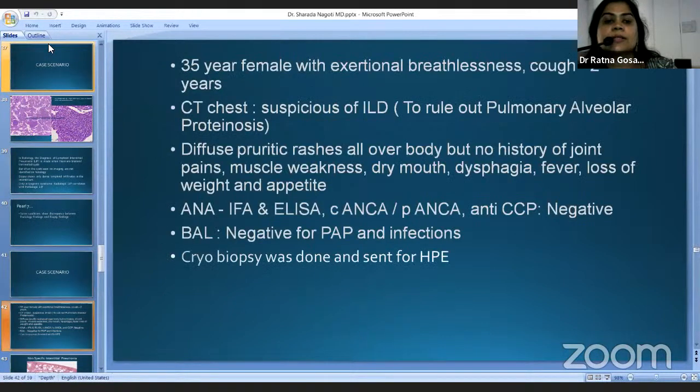So going to the next case, she is a 35-year-old female presenting with breathlessness and cough, and the chest CT shows a suspicion of interstitial lung disease, to rule out pulmonary alveolar proteinosis. The patient also had diffuse pruritic rashes all over the body, but there is no history of joint pains, muscle weakness, dry mouth, dysphagia, fever, or loss of weight and appetite. So all these are negative. The ANA studies, the anti-Ro, anti-La, and the anti-CCP are all negative. A BAL was performed and it is negative for pulmonary alveolar proteinosis and also infections. So a cryobiopsy was done and it was sent for histopathological examination.